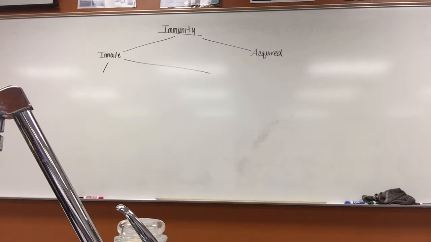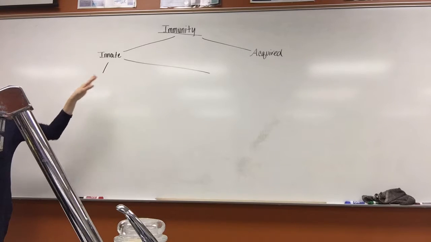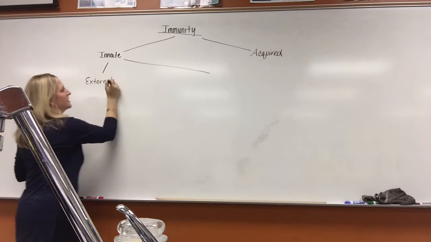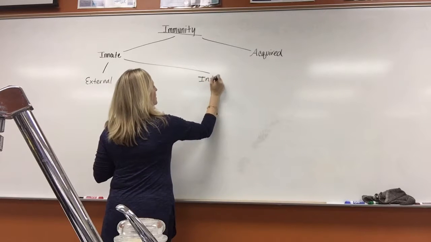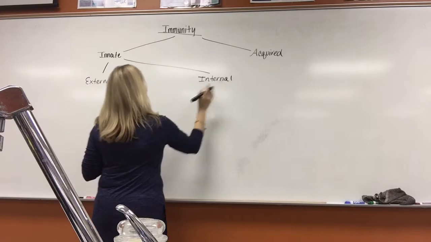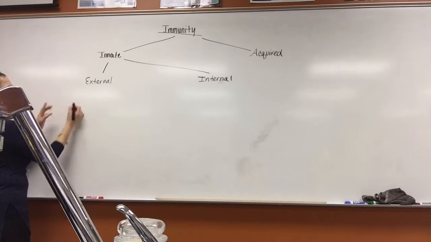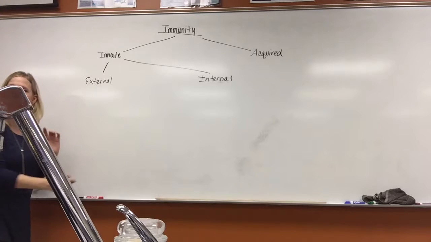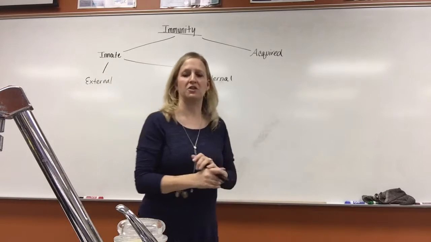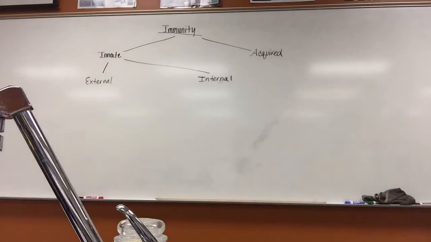So, did everybody decide the two categories of innate? Let's just make sure everybody's got that. Yeah. What are they? External. Yeah, external defenses and internal. So then what you can do is put lines underneath here to give examples of the external defenses and what they are and examples of them. Same thing with internal defenses. So I'll give you a few minutes to do that. Pause the video.